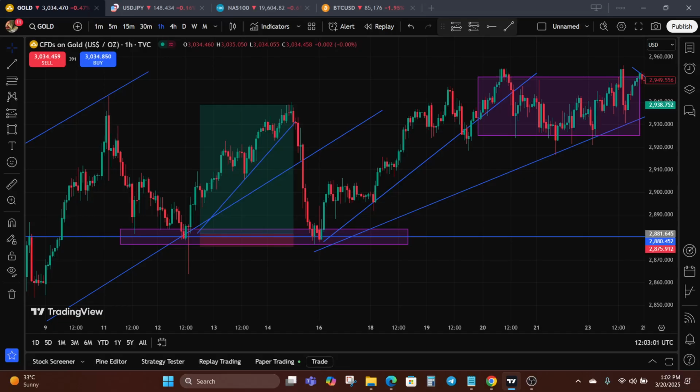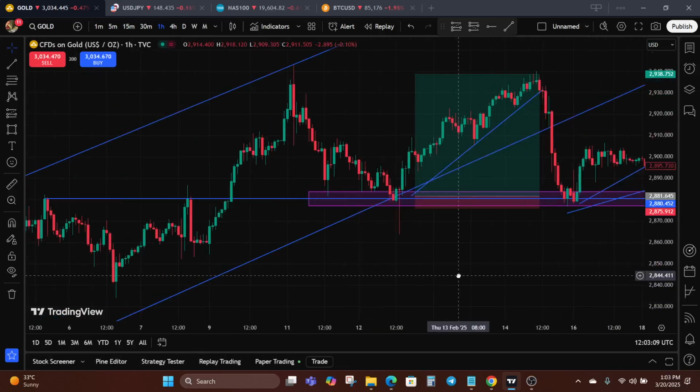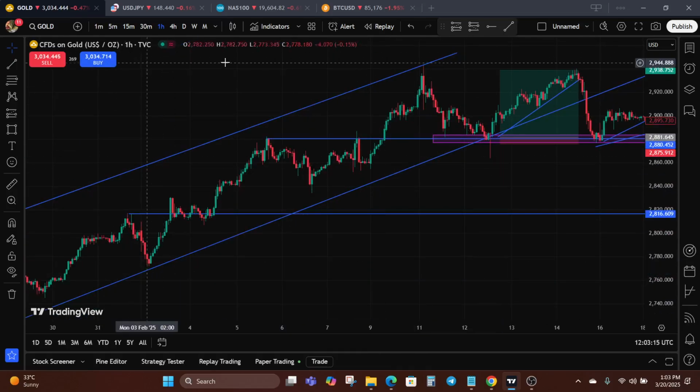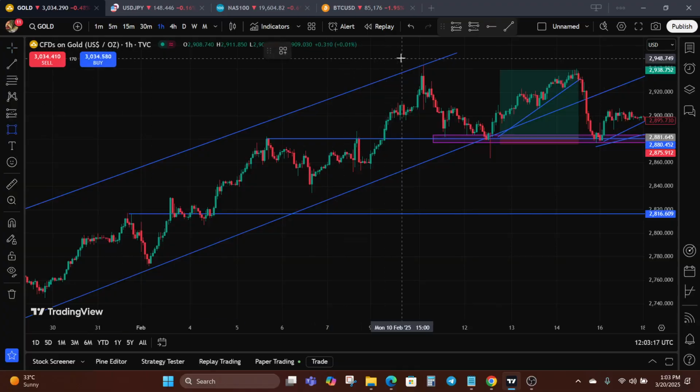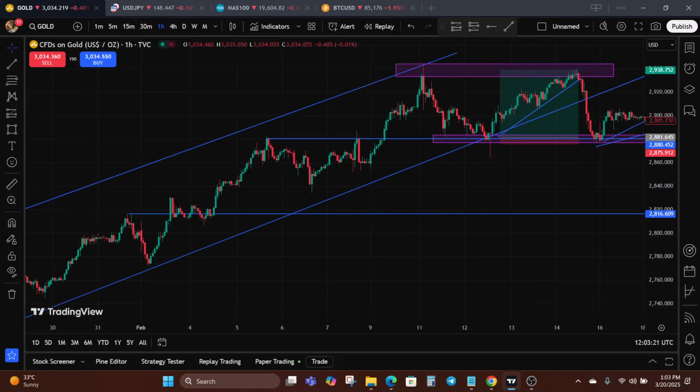Ensure you always get your candlestick confirmation. Look for rejections or engulfing patterns at the entry zone. Make sure you get your rejections. Make sure you get your patterns, please. If you want to enter a buy, make sure you get a bullish candlestick pattern. If you want to enter a sell, make sure you get a bearish candlestick pattern before you jump into the trade. It is very important.